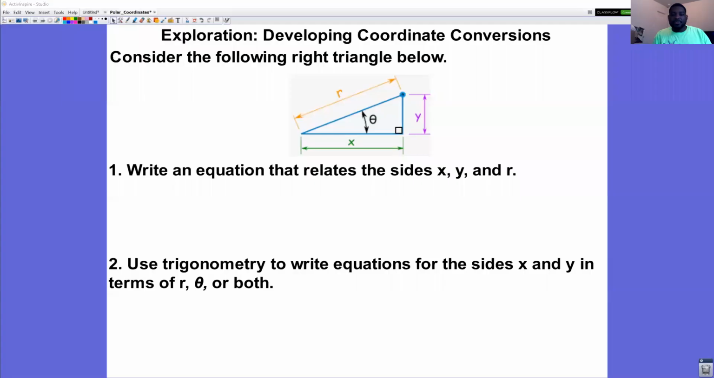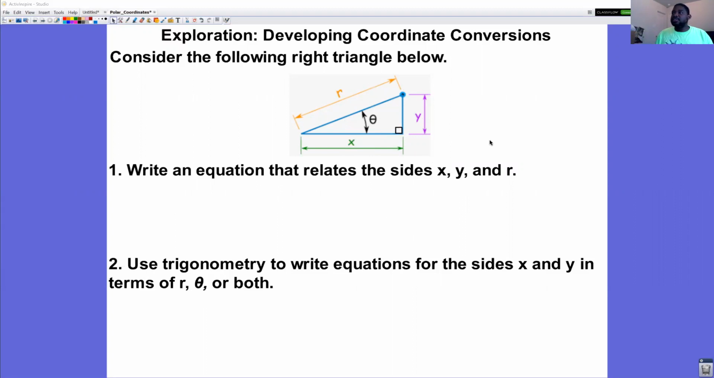So what you're going to see first is an exploration dealing with reviewing some different types of coordinate conversions. We have a right triangle given here with the legs X, Y, and R and the angle theta. And we're asked to write two things. We're asked to write an equation that relates X, Y, and R. And then we're asked to use trig to write equations for X, Y in terms of R, theta, or both.